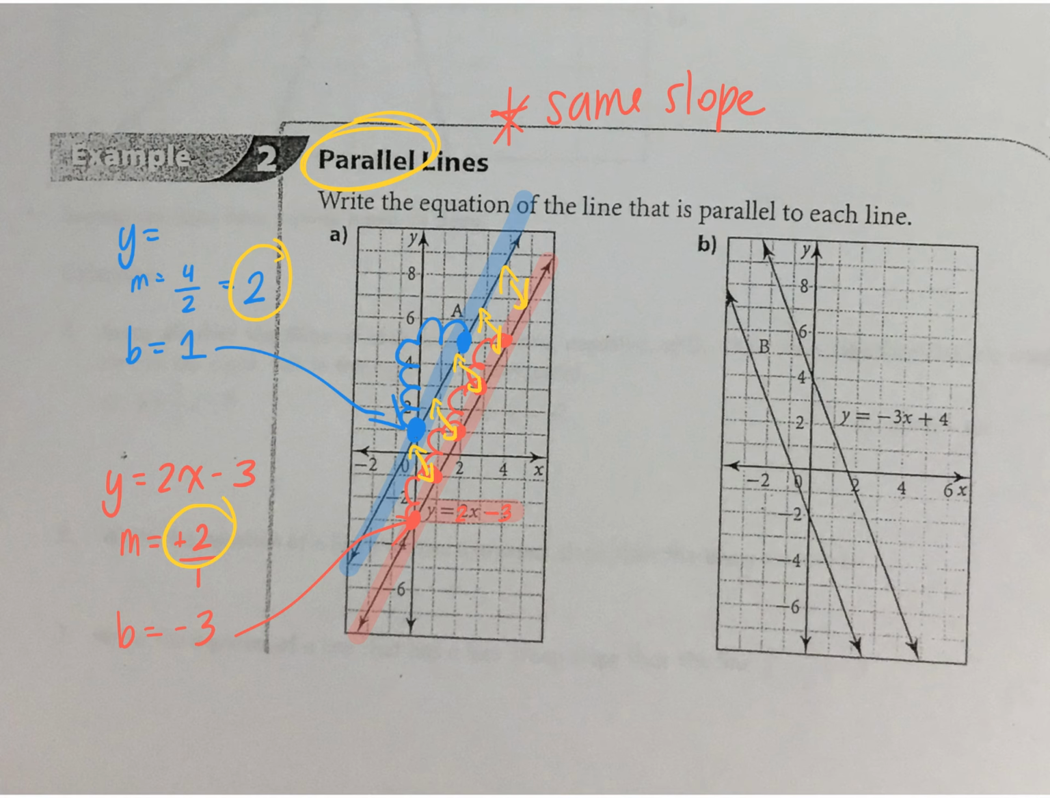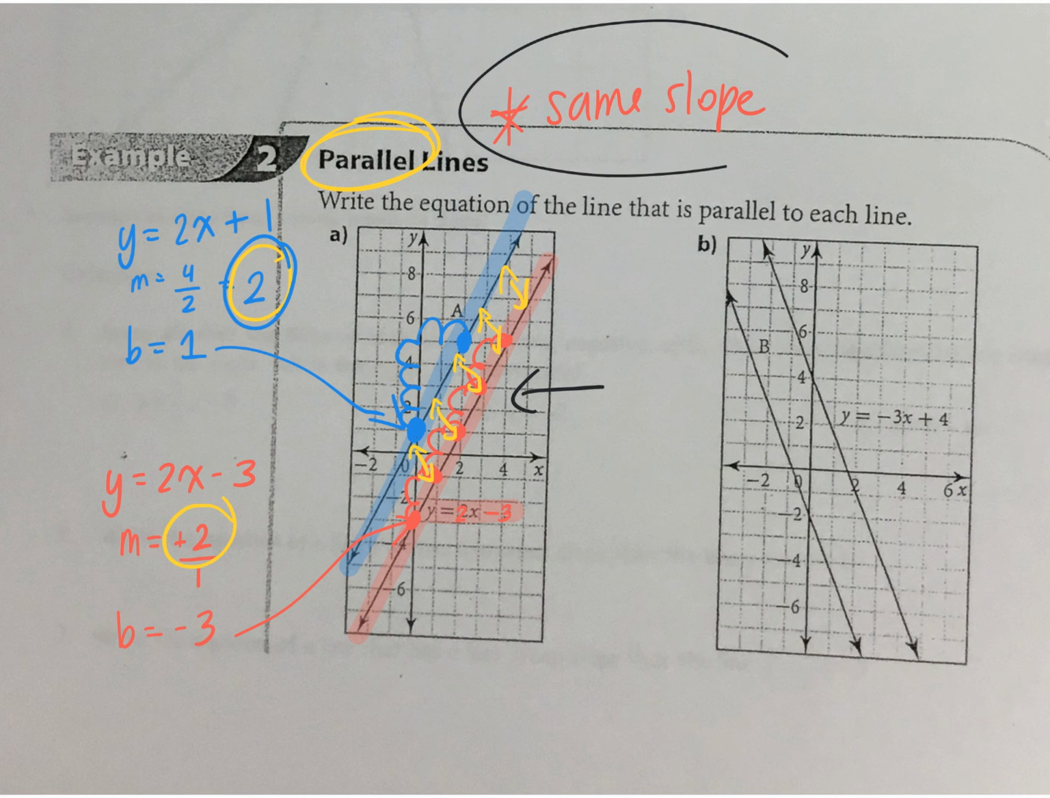So what's the equation of the blue line? Y equals, what's the slope? 2x plus 1. Does it matter where the y-intercept is? No. Okay, so give me an equation of a line that would also be parallel to these two lines. Anyone, give me any random equation of a line that has to be parallel to that.